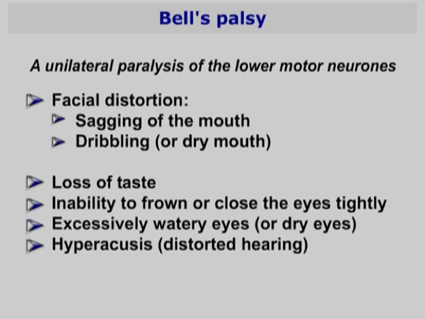It would also present with a loss of taste, inability to frown or close their eyes, and excessively watery eyes. It may also affect hearing in the form of hyperacusis. Other lesions affecting the facial nerve include tumors and cerebrovascular accidents.